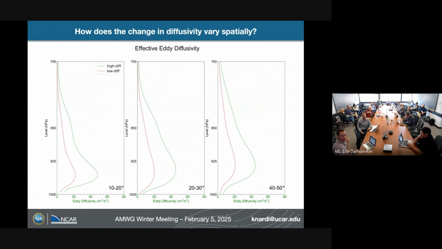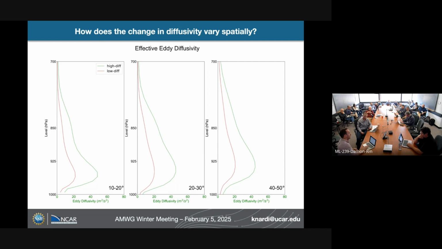And so we can look at this also in a vertical profile perspective. And so first I show for different latitude bands, I do a spatial average over different latitude bands of effective eddy diffusivity. First for the high diffusivity and low diffusivity configurations. So this is just green is high CK10, red is low CK10.